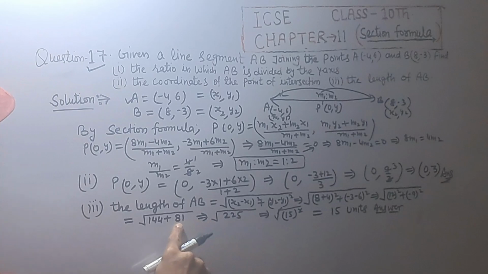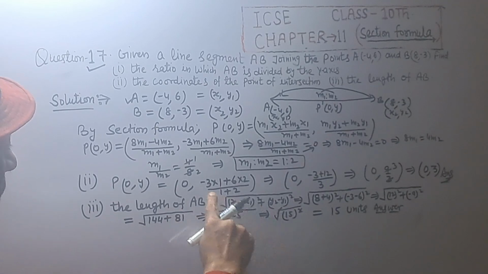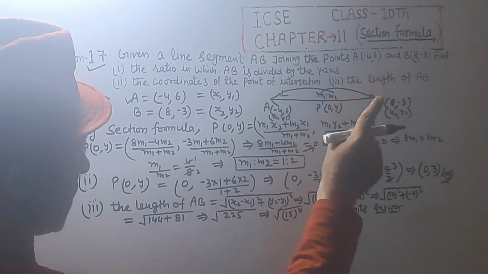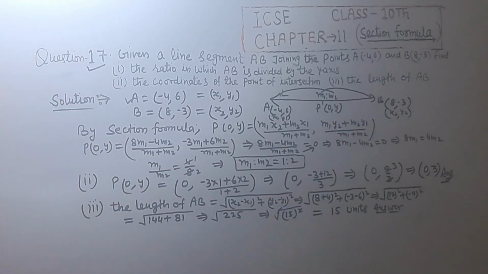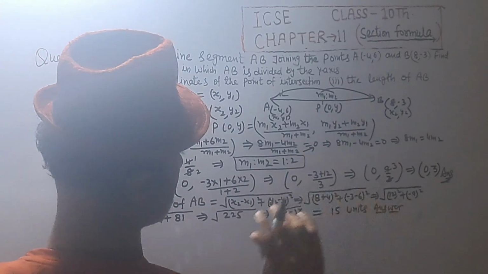9 9s are 81. Sum of 144 and 81 is equal to 225 under the root. 225 is equal to 15 squared. The root and square cancel and we get the length of AB is equal to 15 units. Answer.